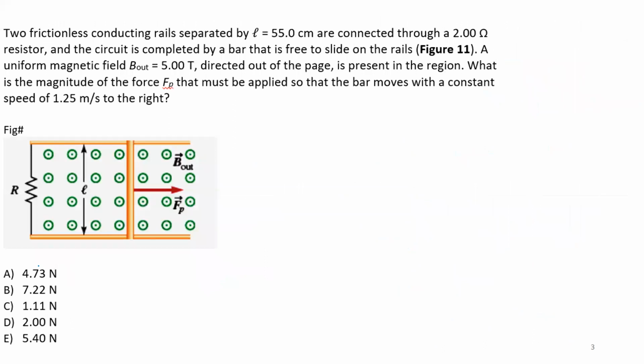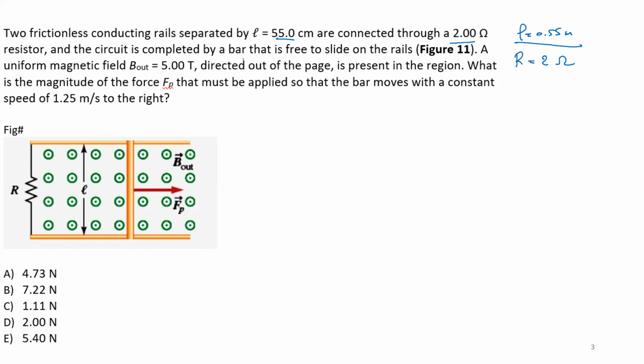Let's go to the next problem here. Read the problem very carefully. We have solved it in class, in recitation, but I will solve it again. So here we have two frictionless conducting rails separated by a length L of 55 centimeters. So L basically is 0.55 meters. Put it in meters, of course. They are connected through a resistor R, which is 2 ohm. You see, I'm giving 3 significant figures. I want my answer in 3 significant figures, of course.